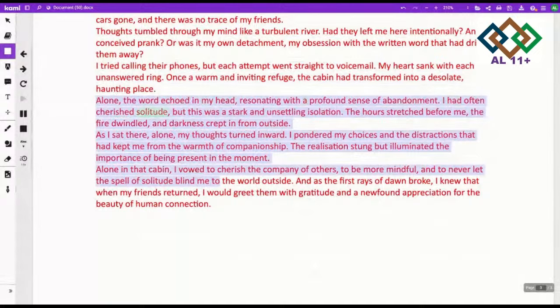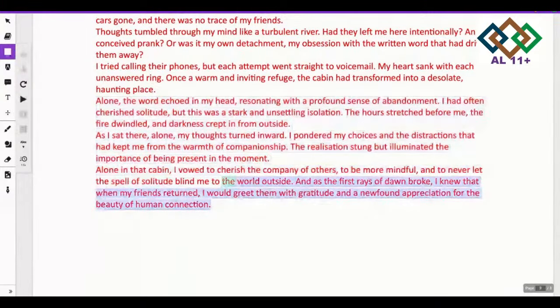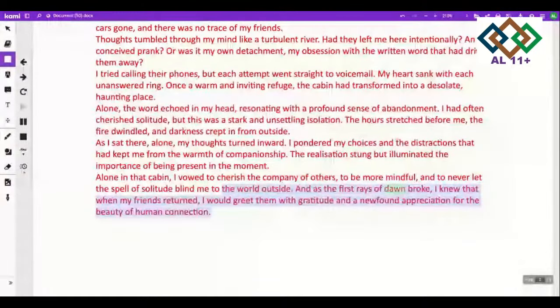I had often cherished solitude, but this was a stark and unsettling isolation. The hours stretched before me, the fire dwindled, and darkness crept in from outside. As I sat there, alone, my thoughts turned inward. I pondered my choices and the distractions that had kept me from the warmth of companionship. The realization stung but illuminated the importance of being present in the moment. Alone in that cabin, I vowed to cherish the company of others, to be more mindful, and to never let the spell of solitude blind me to the world outside. And as the first rays of dawn broke, I knew that when my friends returned, I would greet them with gratitude and a newfound appreciation for the beauty of human connection.